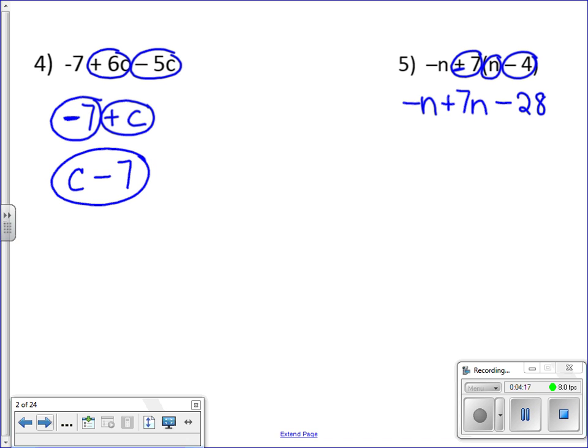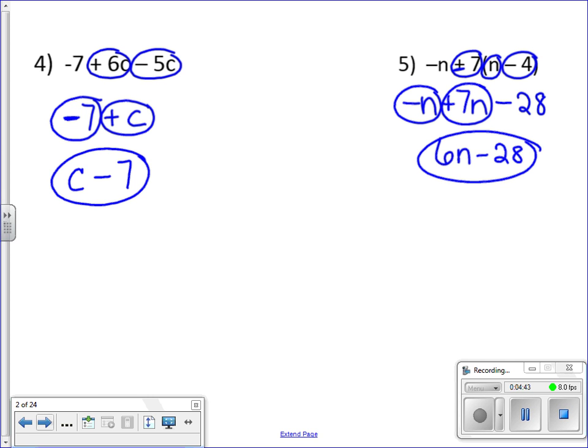Okay. This is not simplified. It's not fully simplified because I still have n's in 2 different terms. I need all the n's to be together. So I have a negative n here, and I have a positive 7n here. That really means I'm doing 7n minus 1n. That means I have 6n minus 28. There's my final answer there.